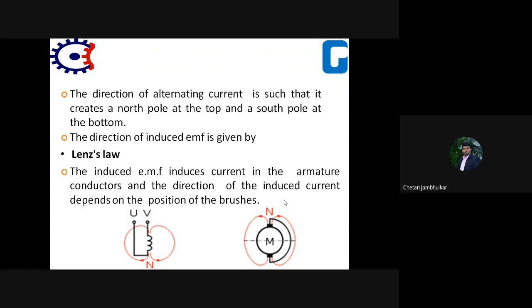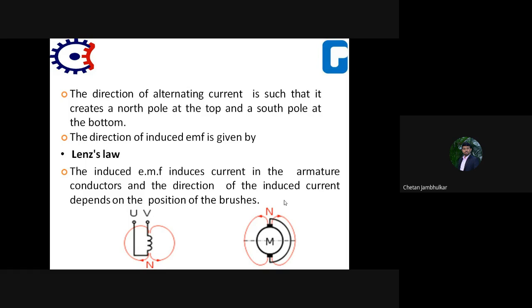So in which direction will our current flow? Normally the current flows from north to south. At that time the magnetic field will be produced at the same terminal. So we have to induce the EMF or induce the current in the armature conductor, and the direction of this induced current depends upon the position of the brushes.